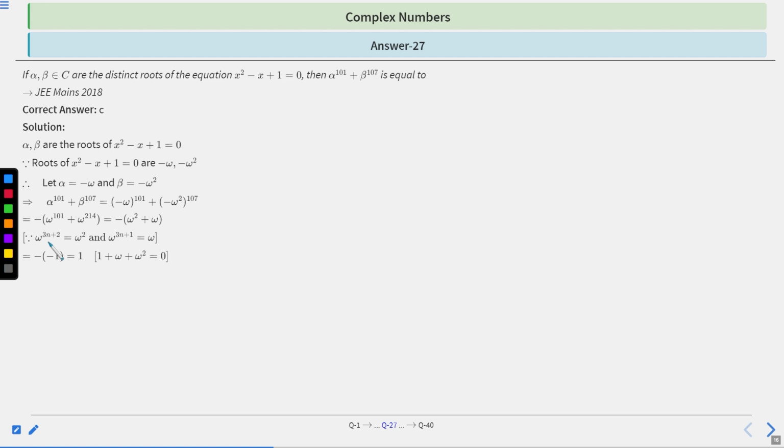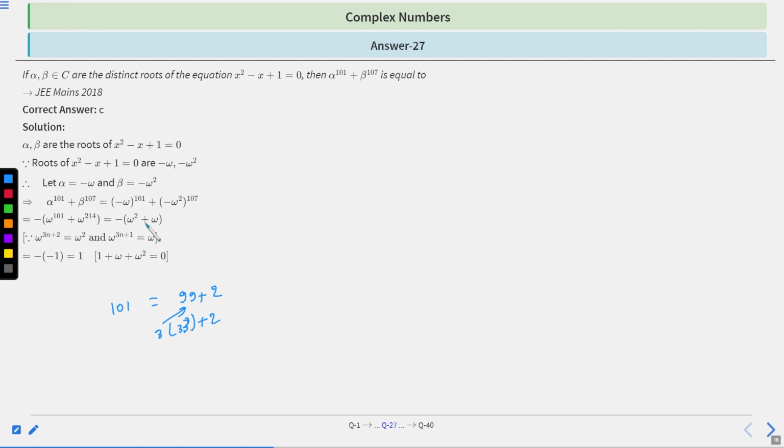Now we know that omega to the power 3n plus 2 is basically omega square, right? And 101 is of the form 3n plus 2, because 101 is basically 99 plus 2, and 99 is of the form 3n, 3 into 33, plus 2. So it will be omega square. And 214 is of the form 3n plus 1, so it can be written as omega.